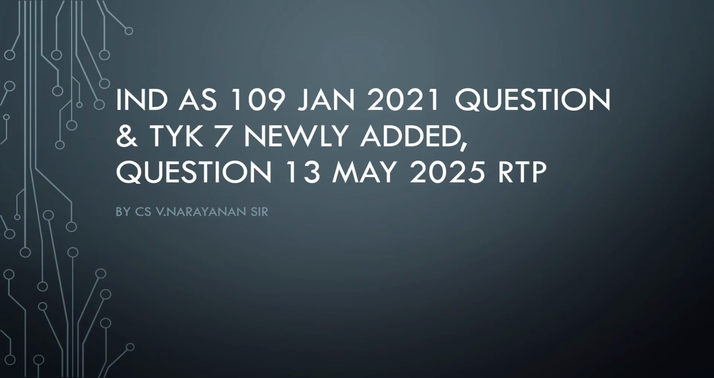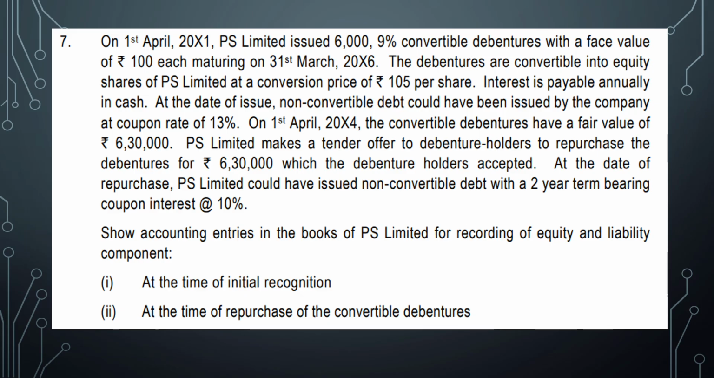We're going to see one important question which is frequently asked in your exams as well as RTP as well as newly added in the material. So let's quickly check out the question on first April 2021. PS Limited issued 6,000 9% convertible debentures with a fair value of 100 each, maturing on 31st March 2026. The debentures are convertible into equity shares of PS Limited at a conversion price of 105 per share. Interest is payable annually in cash at the date of issue.